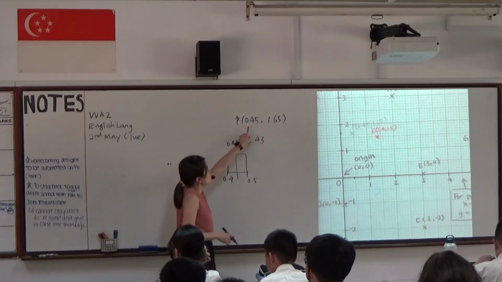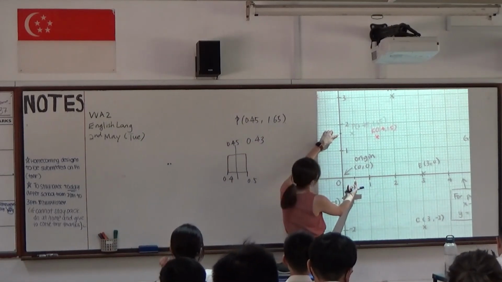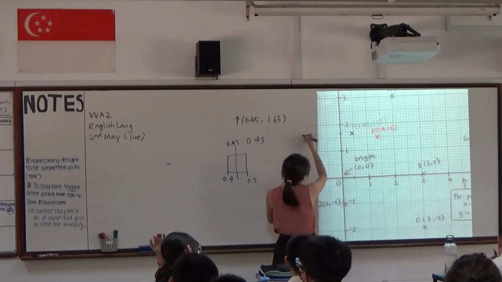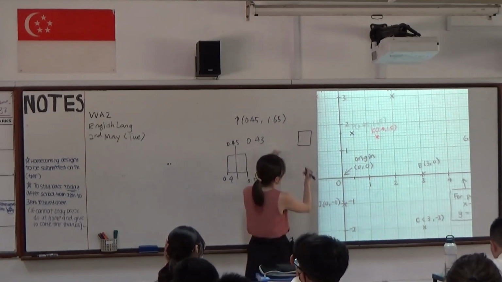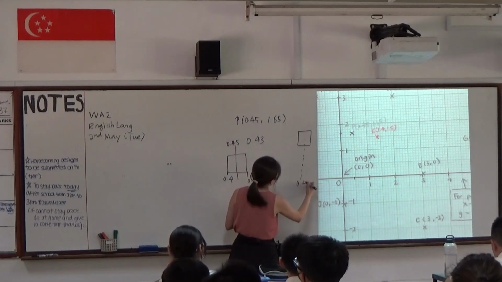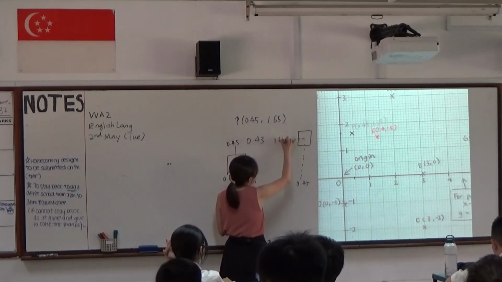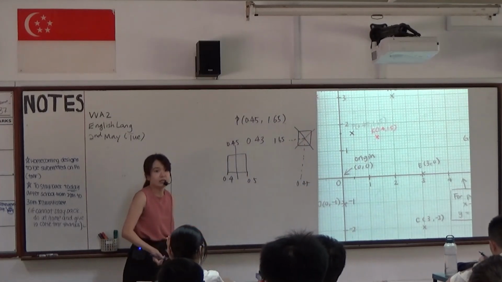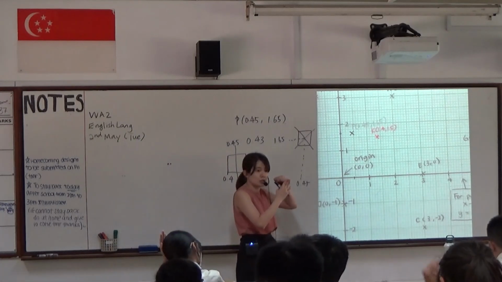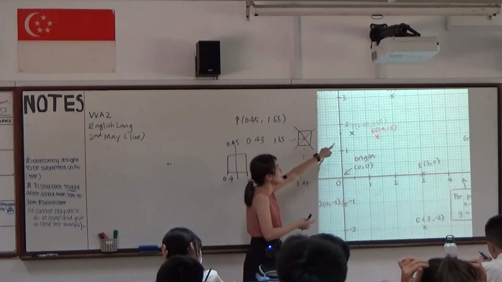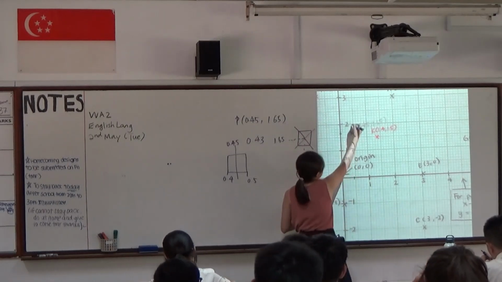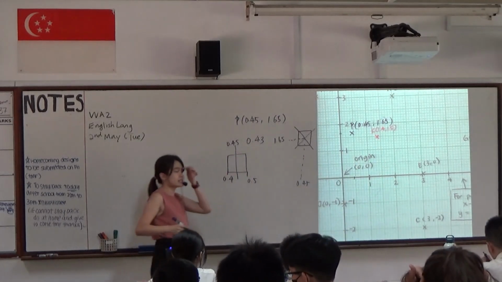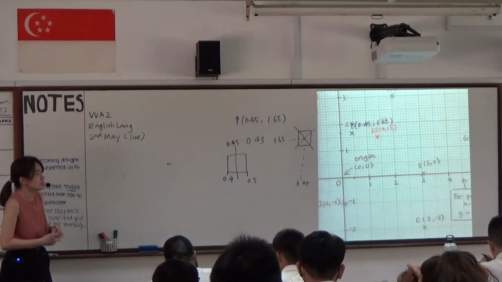So 1.65 will be here, 0.45 is here. We align them, and you will realize that it is within the space of that square. So if I were to enlarge it, this is where your 0.45 is, and this is where your 1.65 is, and then we cross, within that space. It is not where the lines meet anymore. So label 0.45, 1.65 for P. Does anyone not follow?